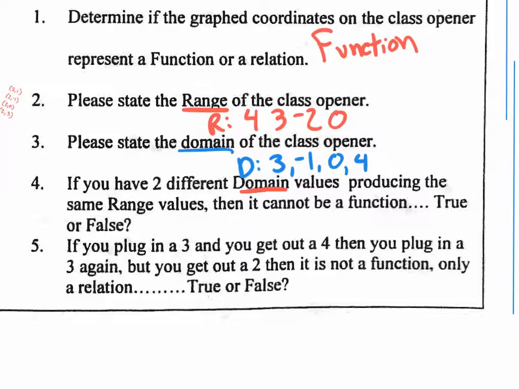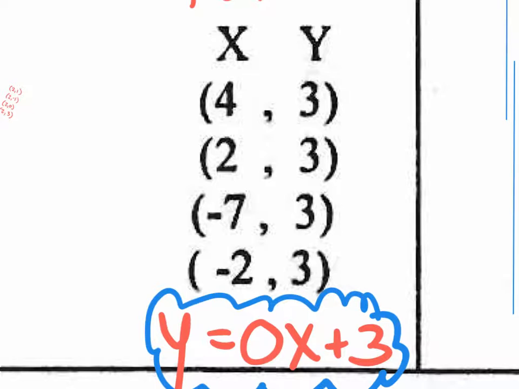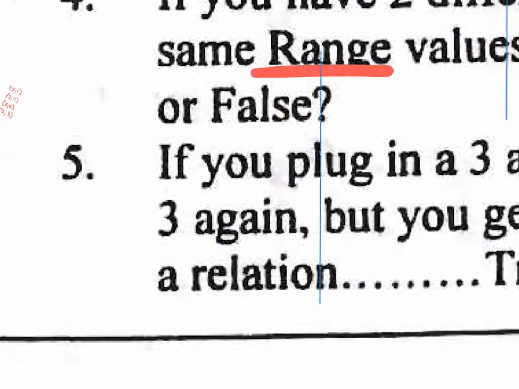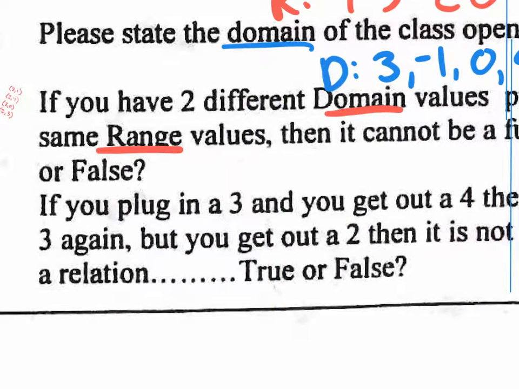So if you have two different inputs producing the same output, could it be a function? Yeah, look, 4 gave us a 3, 2 gave us a 3. Could it be a function? Yeah, y equals 0x plus 3. So that is false. It can be a function.